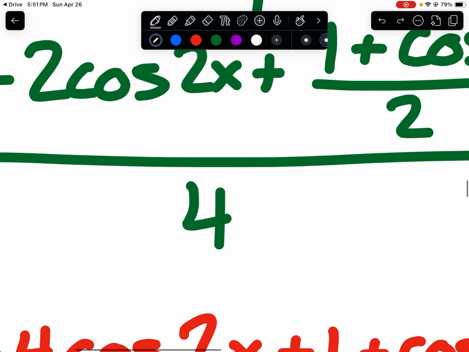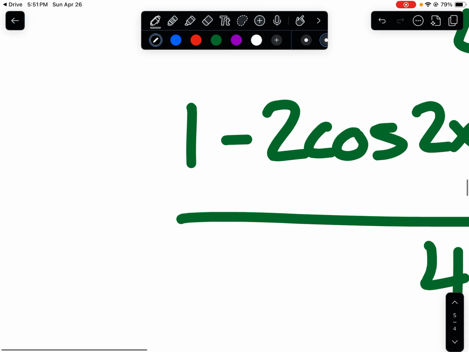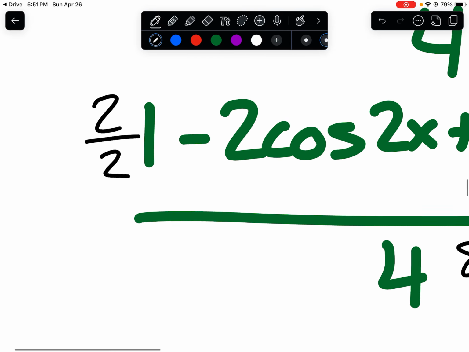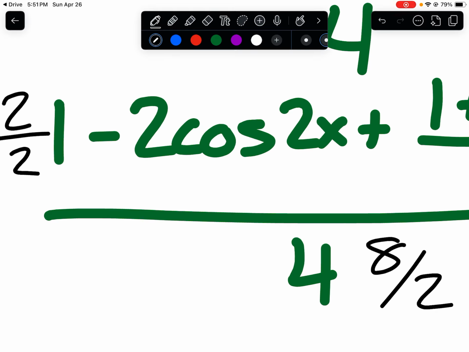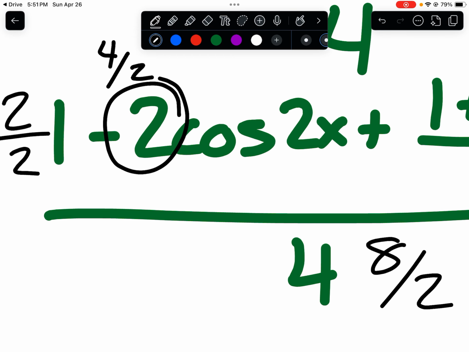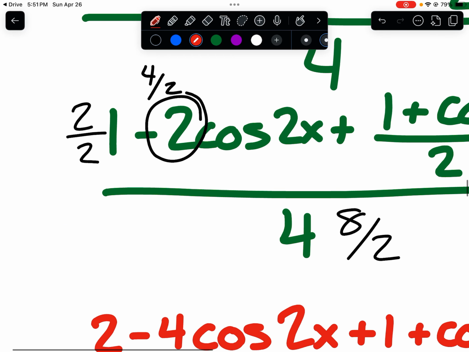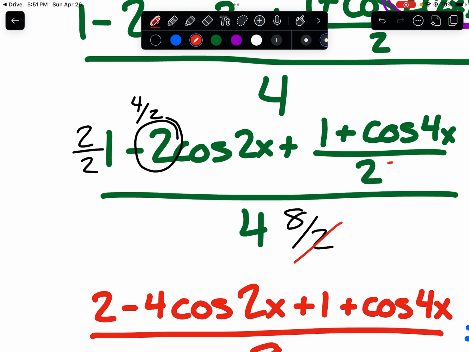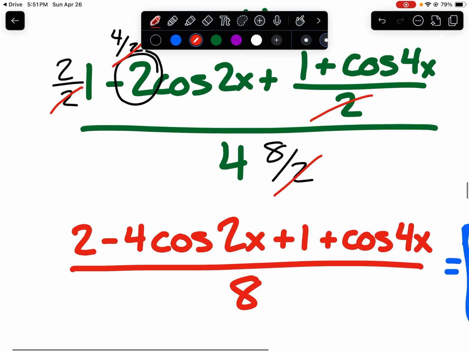So if you wanted to do what we've been doing with getting common denominators between all of our different terms, we could rewrite the 4 as 8 over 2. We could rewrite the 1 as 2 over 2. And then with this 2 cosine 2x, if we're going to get a common denominator, all we'd have to change is this front 2 into 4 over 2. But if we did that, then this 2, this 2, this 2, and that 2 are all going to cancel.